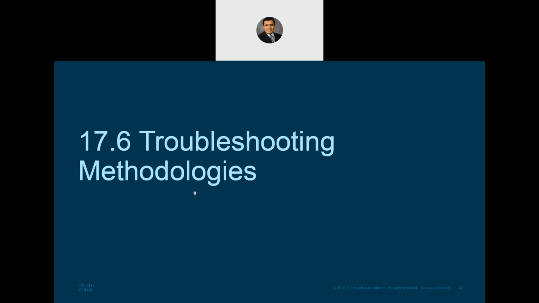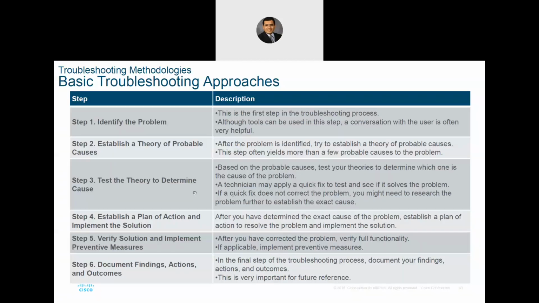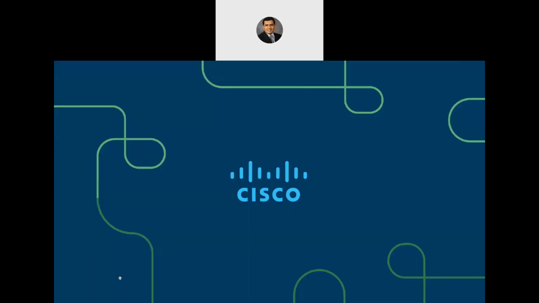Troubleshooting methodologies tell you what steps you have to take to solve certain scenarios. Step 1, identify the problem, establish a theory of probable causes, test the theory, establish a plan of action, verify the solution, document findings, and so on. If you follow these steps, it is commendable, but it's not a must. It's rather a should. So that's it for these two topics that we have gone through.